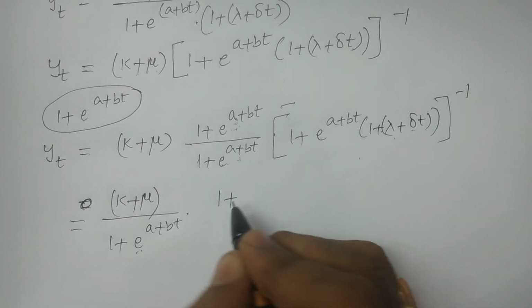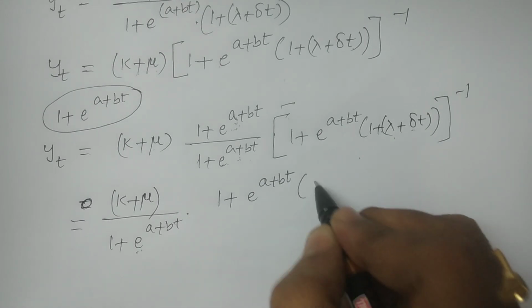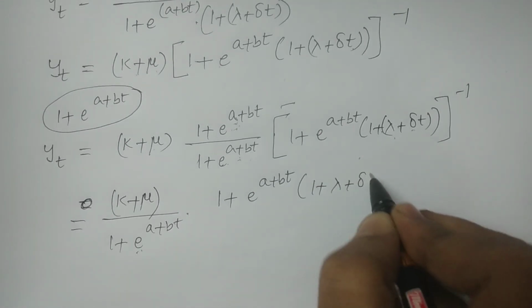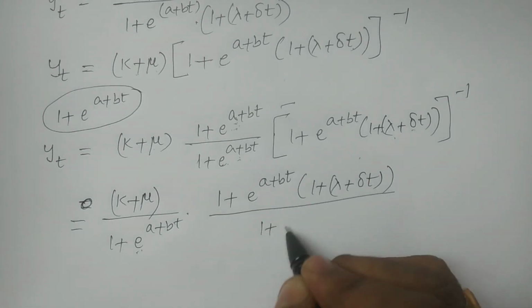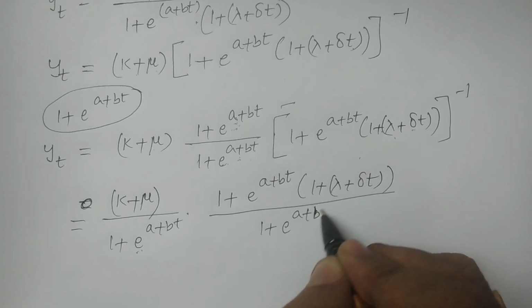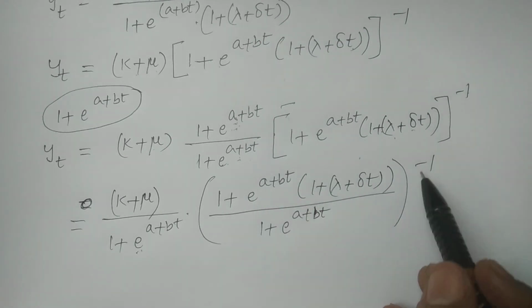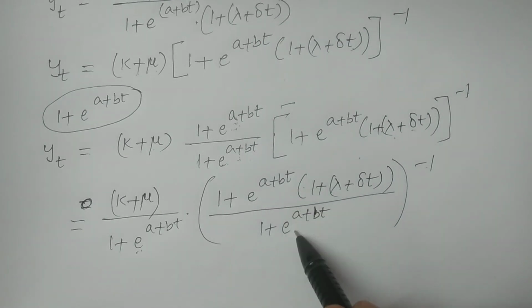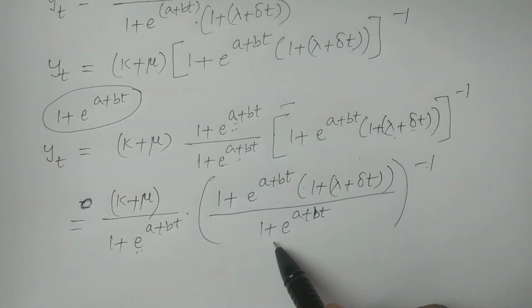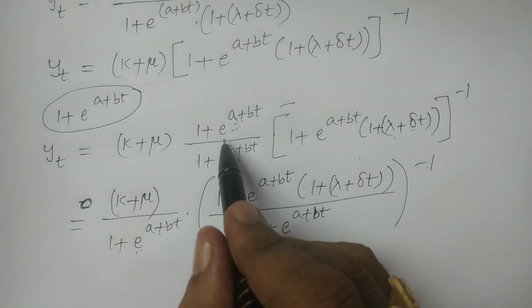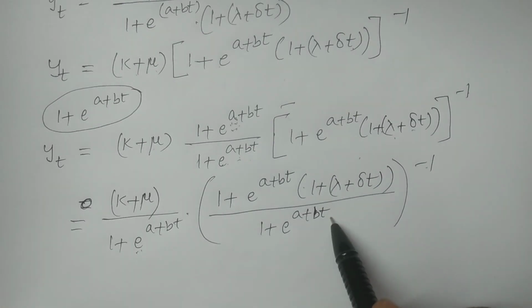Therefore, (1 plus e power a plus bt) into (1 plus lambda plus delta t), divided by (1 plus e power a plus bt). It becomes the denominator because of the power minus 1. So (1 by x) whole power minus 1 becomes x. So 1 by (1 plus e power a plus bt) is nothing but again (1 plus e power a plus bt). So this particular term we are taking inside.